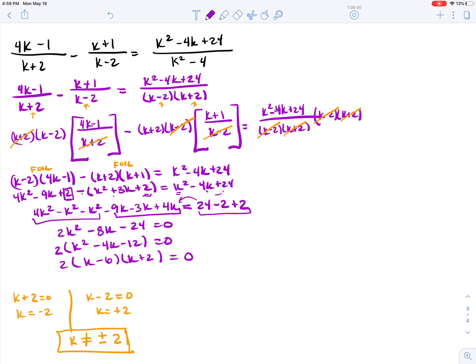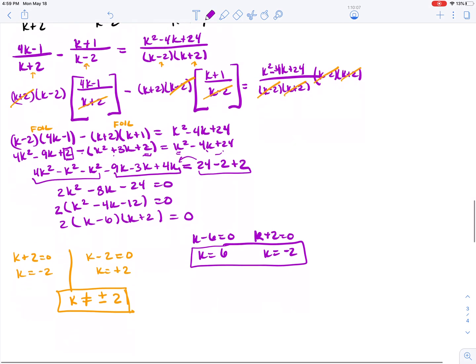So that means k minus 6 equals 0 and k plus 2 equals 0. So k equals positive 6, k equals negative 2. So these are my two solutions. Now I need to find out, are these extraneous or not? So let's do our checks.